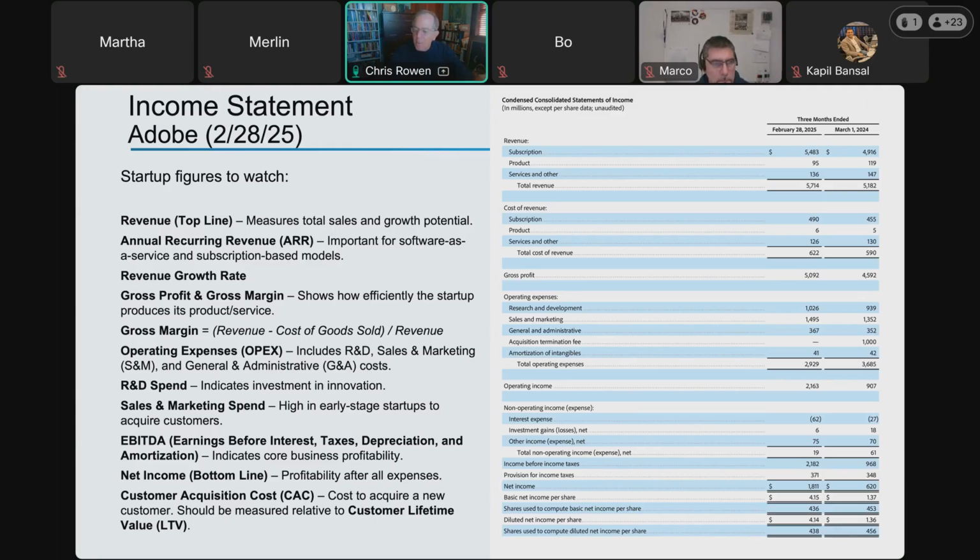And then there's some pro forma calculation of what was the net income or loss per share. You can see that Adobe went to a pretty significant jump in net income per share. I think really in part because they saw their operating expenses go down because of this one-time acquisition termination fee in a prior period.